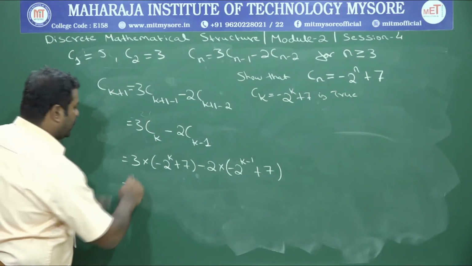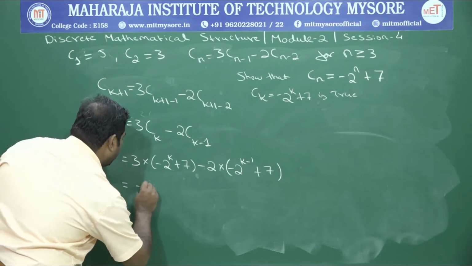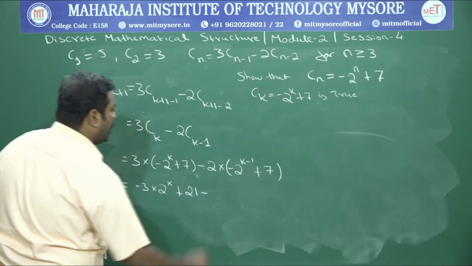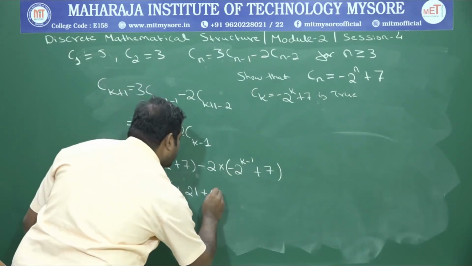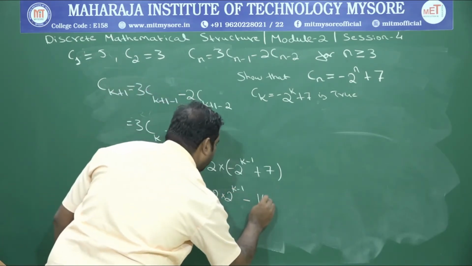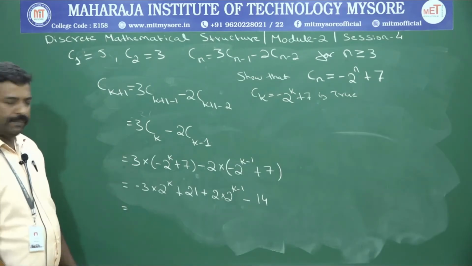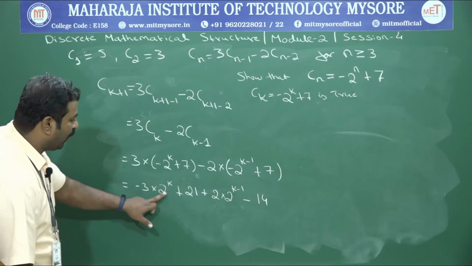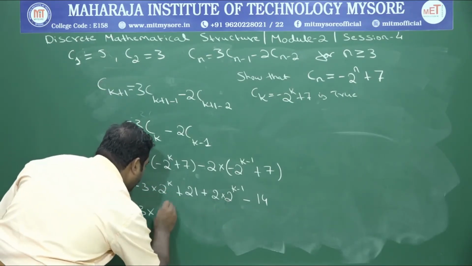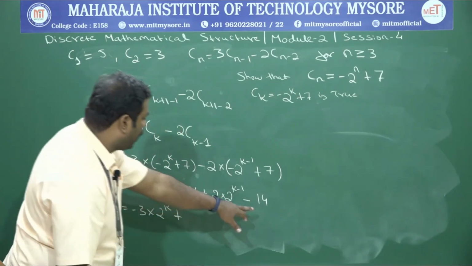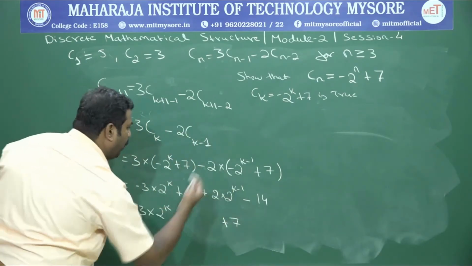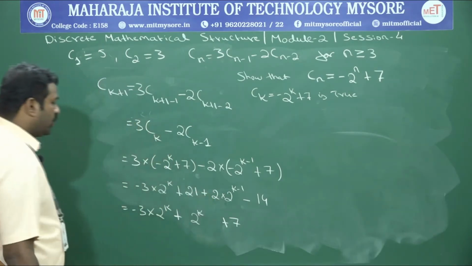Is it fine? So now just to simplify this, I am going to have 3 into, that is minus 3 into 2 to the power of k, plus 3 sevens are 21, minus, or minus into minus becomes plus, so plus 2 into 2 to the power of k-1, minus 14. That is 2 sevens are 14. So now to go further, I am just going to have minus 3 into 2 to the power of k here, and 2 into 2 to the power of k-1 can also be written as, hence we will write minus 2 to the power of k plus, so 21 minus 14 will give me plus 7, hence I will just write plus 7 here, and 2 into 2 to the power of k-1 is 2 to the power of k.